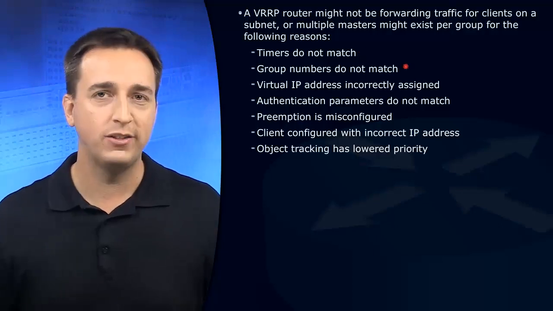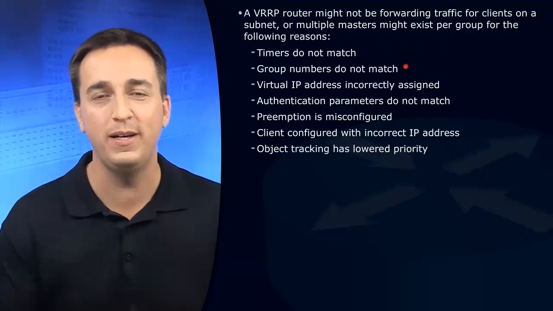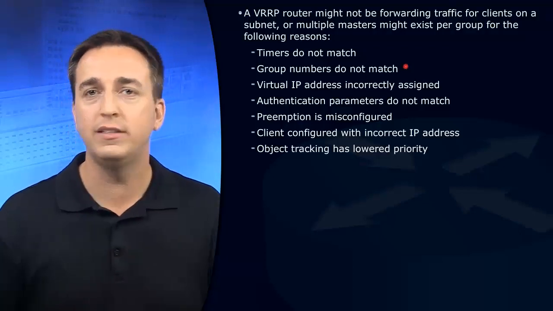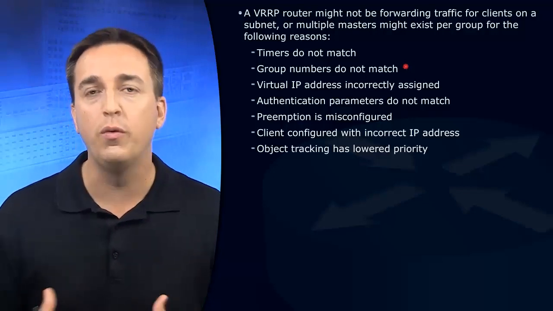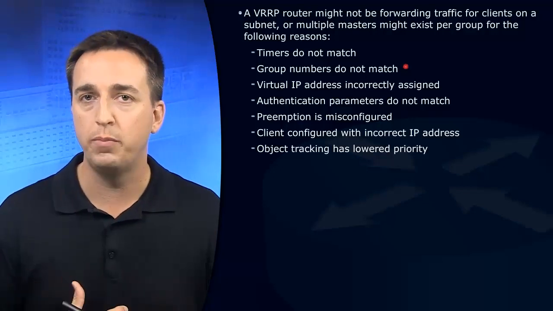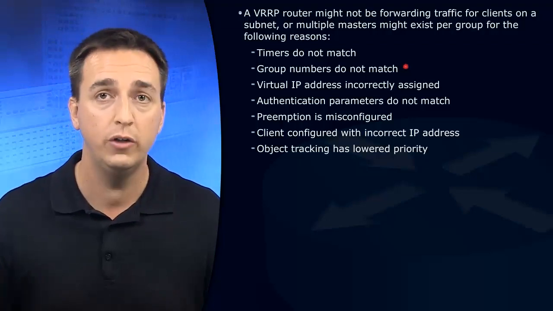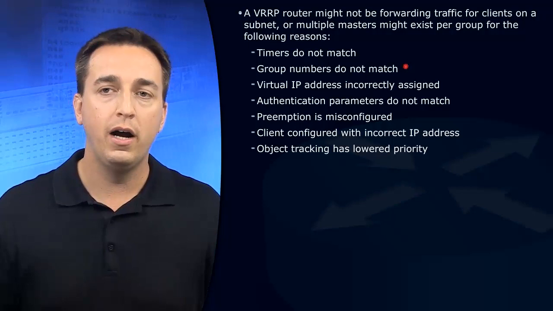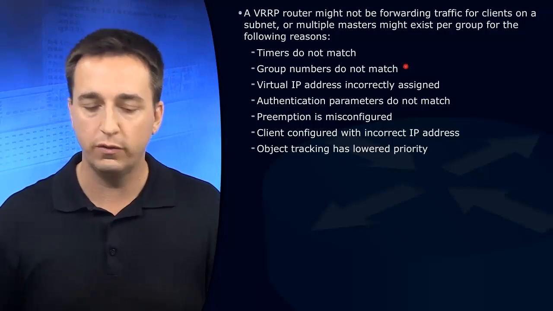Group numbers have to match as well. So if we are configuring VRRP group 20 on one device, it's going to have to be VRRP group 20 on the other devices, so that way they're all within that exact same VRRP group. If there's any discrepancy between the group number, then they are technically in different groups and therefore will be forwarding traffic for that particular group that they have been configured for.